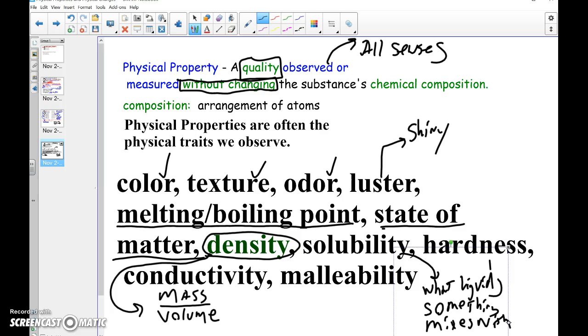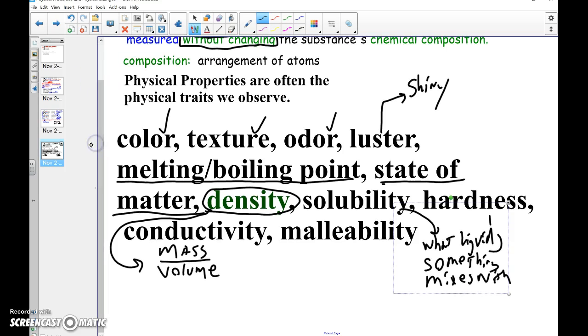Hardness, again, you can tell how hard something is by whether you try to break it or not. All right. Conductivity, which is probably going to sound obvious, but I feel it needs to be said. It's whether something can conduct electricity. And we'll get into why things can or cannot conduct electricity, but it's important to understand that is a physical property.